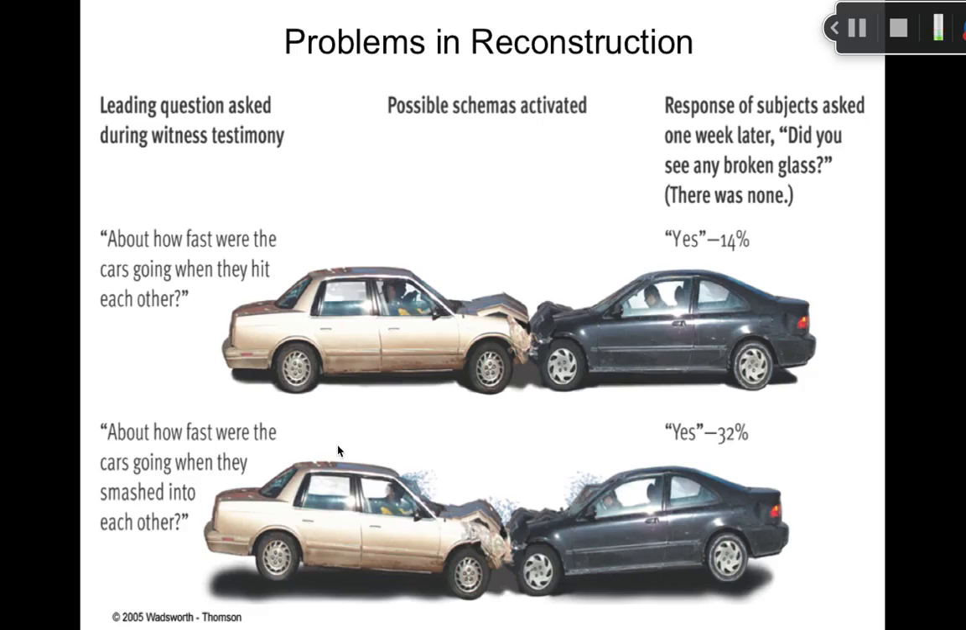So here's an example of another problem of reconstruction. We're gonna name these problems. That is, the accuracy of our recall can be affected by a couple of different things. Here's an example of an interesting study conducted by Elizabeth Loftus, who's a big name in cognitive psychology, particularly in memory and the reconstructive nature of memory.